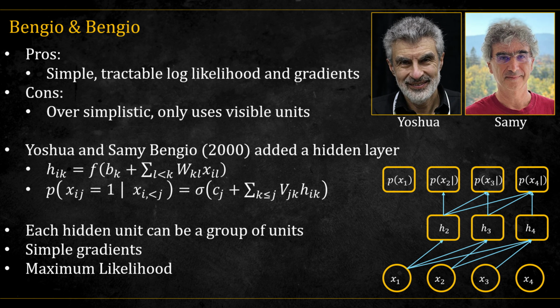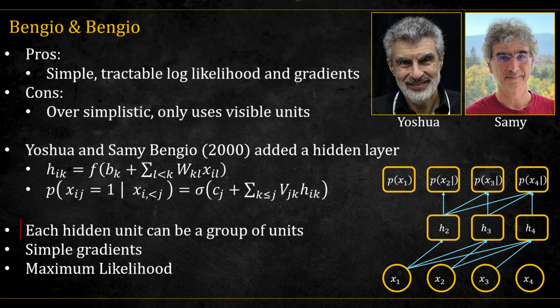So, a paper by Yoshua and Samy Bengio added a hidden layer between input and output. Each hidden unit is equal to a nonlinear activation of a linear combination of the previous units. The conditional probabilities are equal to a sigmoid over a linear combination of the previous and current hidden units. Notice that the hidden units cannot use current input, but the conditional can. That is, H2 cannot use X2, but P of X2 can use H2, because it only relies on previous inputs. I could have also written H1 here, but it would only be equal to f of B1, that is a nonlinear function of a bias term, so I omitted it.